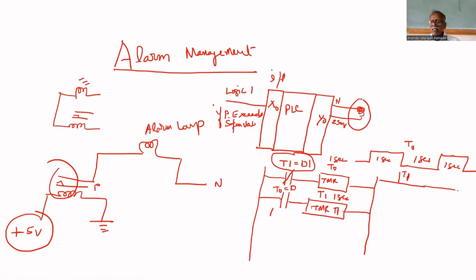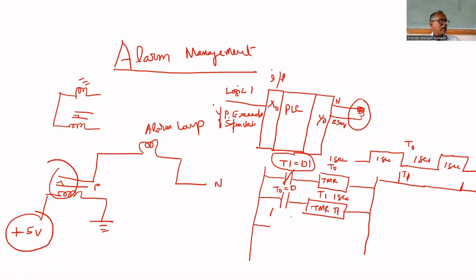This T1 will be like this. A pulse will come every 2 seconds. Every 2 seconds, T1 will generate a pulse. That's all. It turns on, and immediately it turns off. Therefore, this T0 can be used to blink the lamp. So T0 can be used to turn on the lamp.